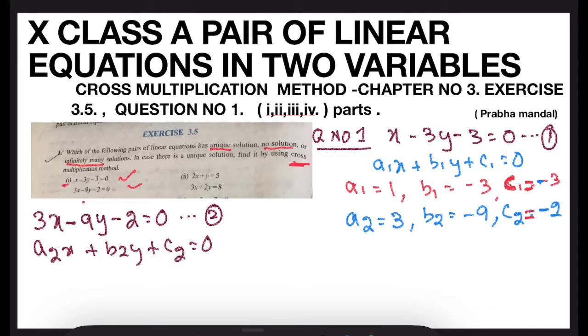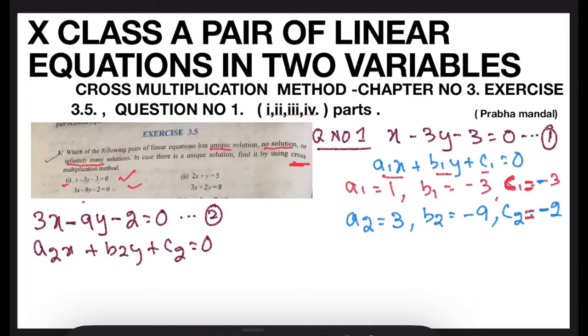He made our work easy, so we need not convert it, but we have to compare these equations with our standard form. What is our standard form of equation? Here I wrote it: a1x plus b1y plus c1 equals 0. This is our standard format. From this we have to pick out what our a1, b1 and c1 are.